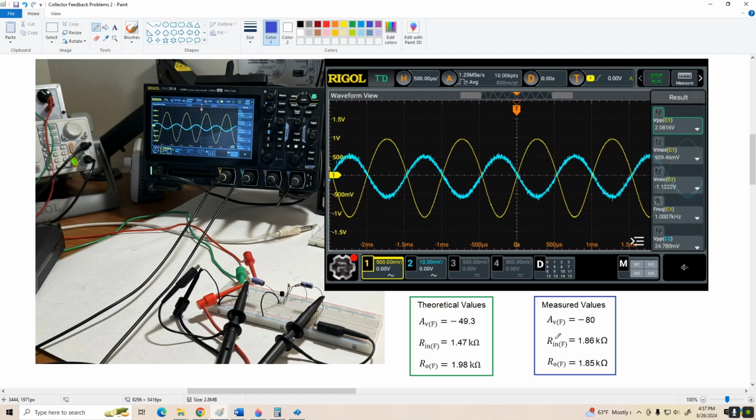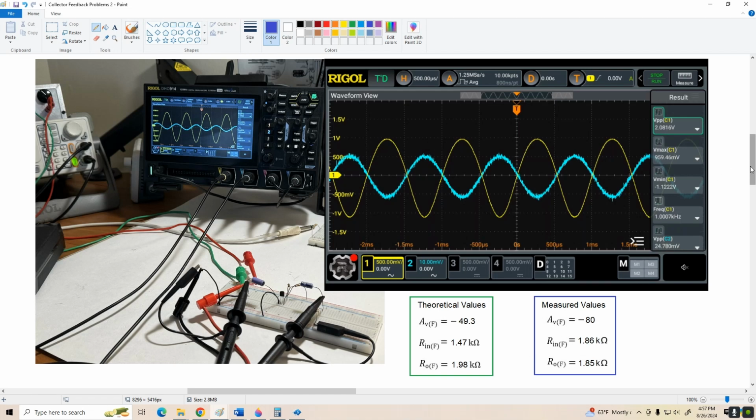The measured input resistance with the feedback resistor is 1.86 k ohms versus 1.47 k calculated, and the measured output resistance was 1.85 k ohms versus the theoretical value of 1.98 k ohms. So there's some pretty good agreement there.